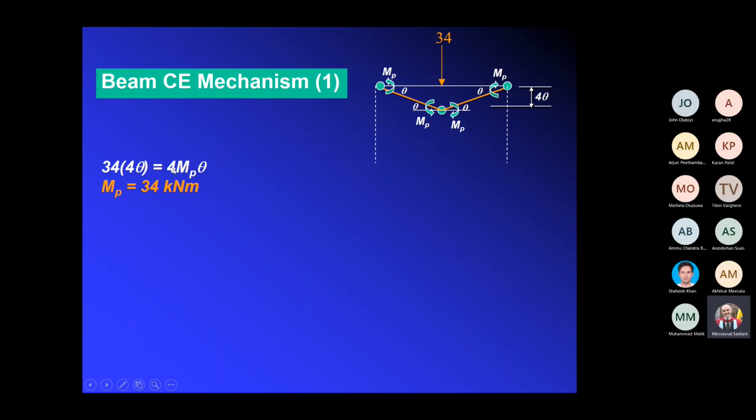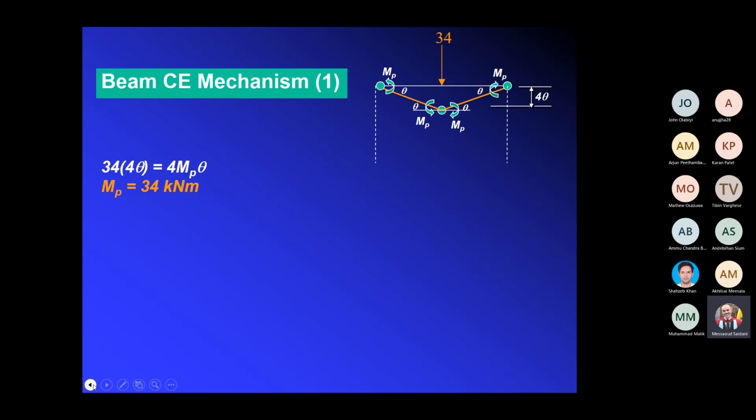So that gives 4 MP theta. Therefore, theta and theta will cancel, and 34 times 4 divided by 4 will give you MP. I repeat, MP will be 34 times 4 divided by 4, which gives 34 kilonewton meters. So the first mechanism, the CE mechanism, gives MP of 34 kilonewton meters.